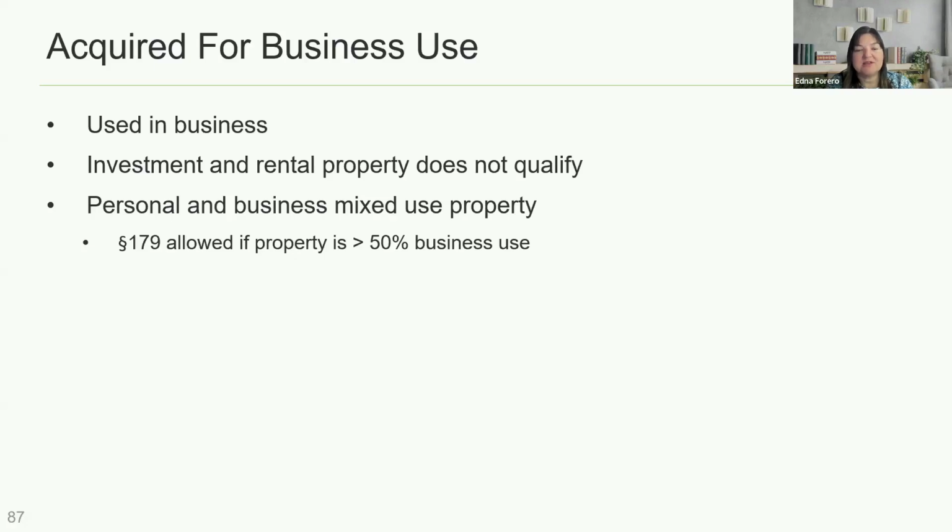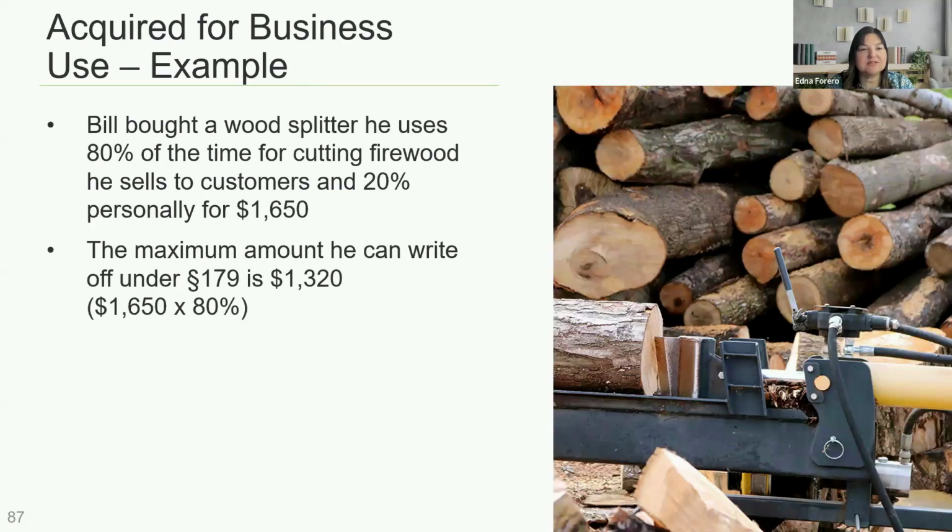Right, so there's that magic number we need to look at. What is that percentage of personal and business use that our clients have to consider? Here's an example for you. Bill bought a wood splitter. He used it 80% of the time for cutting firewood, which he sells to his customers, and 20% of the time he uses it personally. The maximum amount he can write off under Section 179 is 80% of the cost. That personal amount is not deductible.